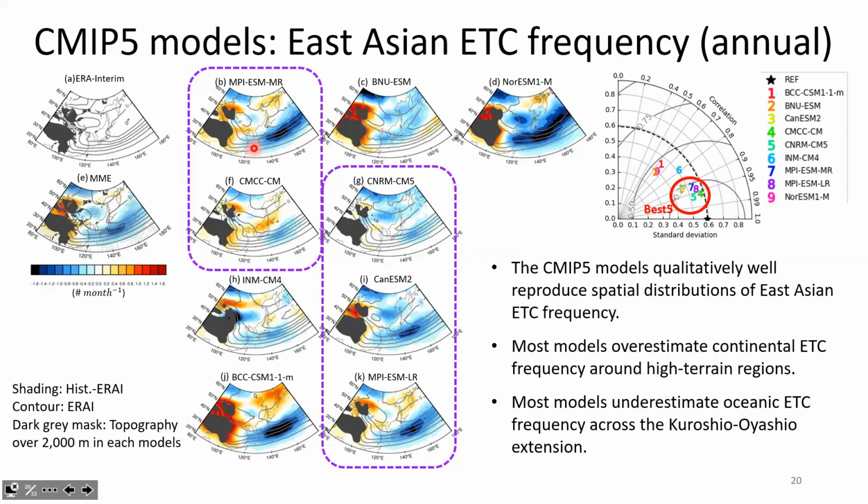These model performances are summarized in a Taylor diagram. Using this Taylor diagram, you can quantify models' performances using pattern correlation, standard deviation, and mean squared error. So from this Taylor diagram, we can select the 5 models showing better performance than other models, and we used these best 5 models for exploring future change of East Asian cyclones.